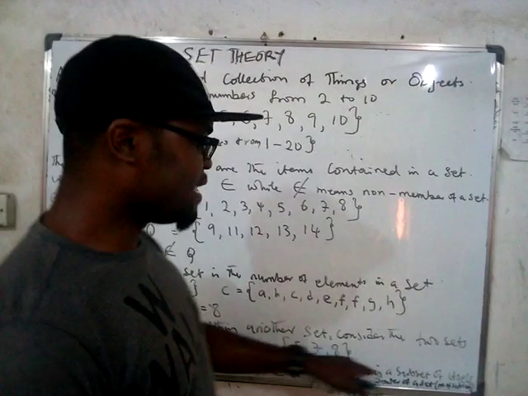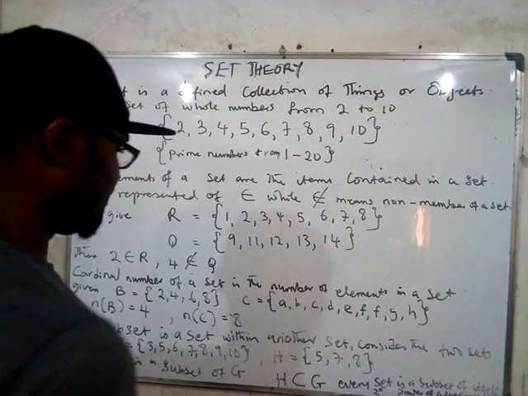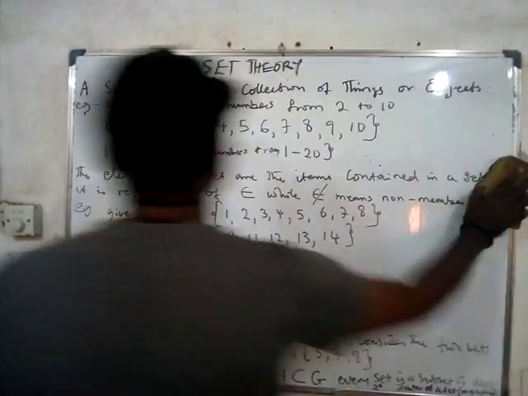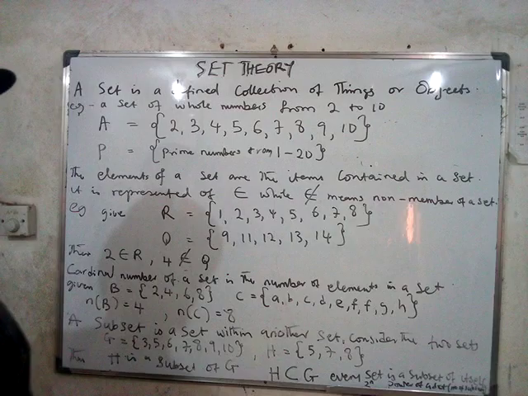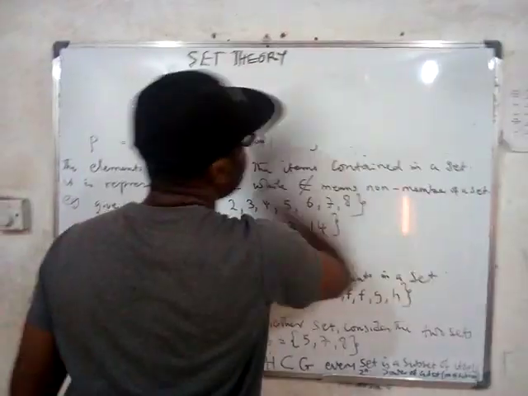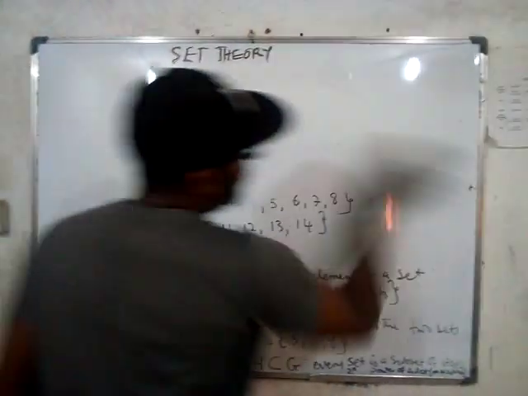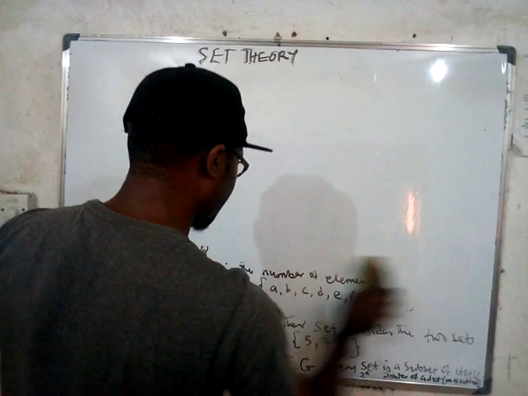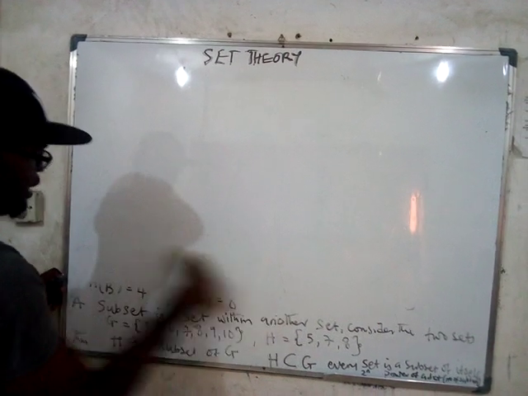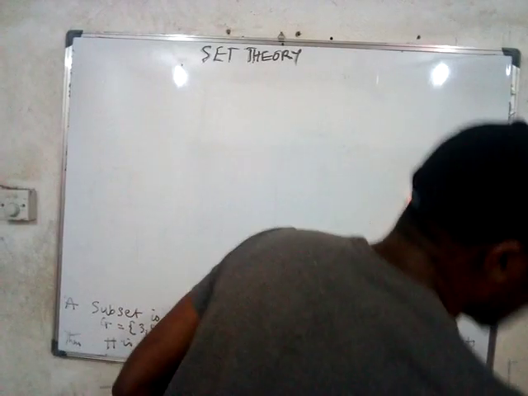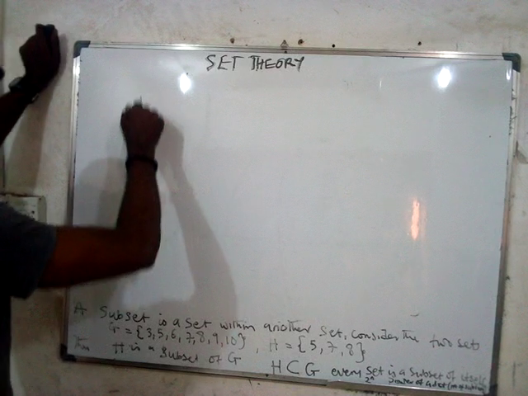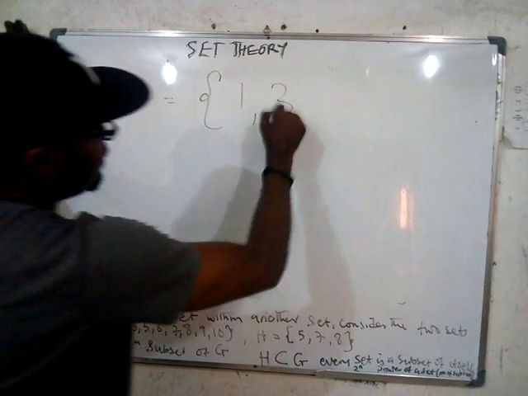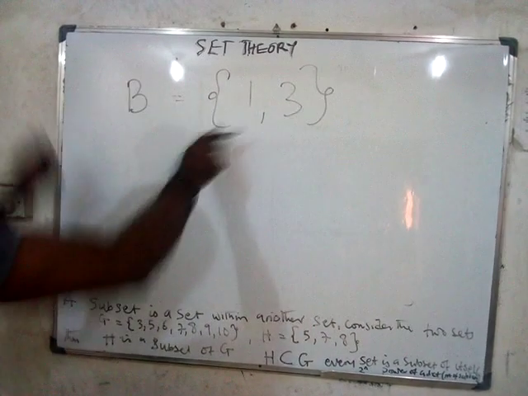Now, every set is a subset of itself. Let's explain this. So let's talk about this set. With that, it brings us to another point known as power of a set. Every set is a subset of itself. Say set B to be 1 and 3. What are the subsets of this?